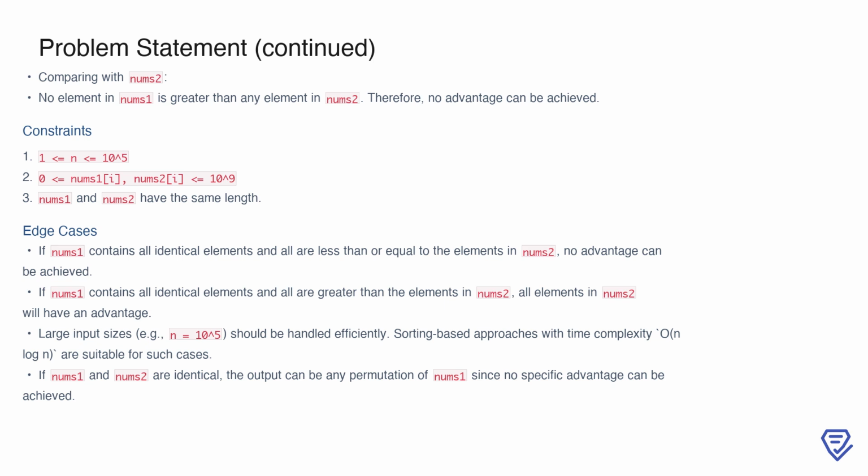Additionally, it's important to consider edge cases, such as when all elements in nums1 are identical or when nums1 and nums2 are identical. In such cases, any permutation of nums1 can be valid, as no specific advantage can be achieved. These constraints and edge cases highlight the importance of designing an efficient and flexible solution.